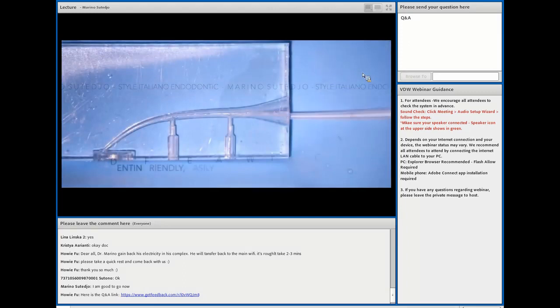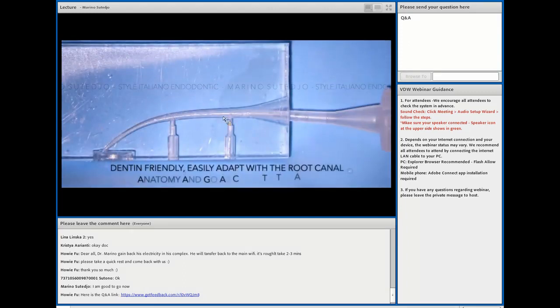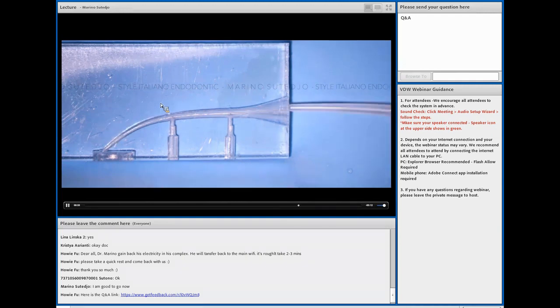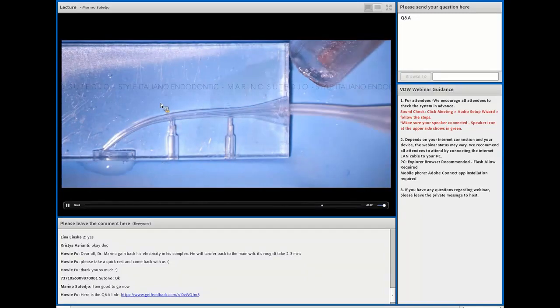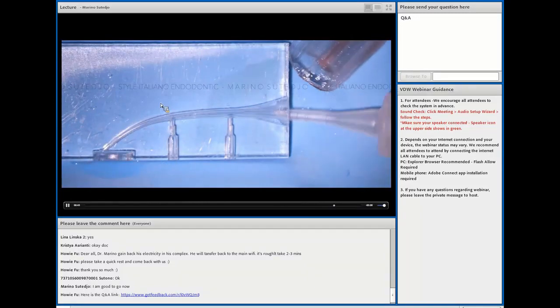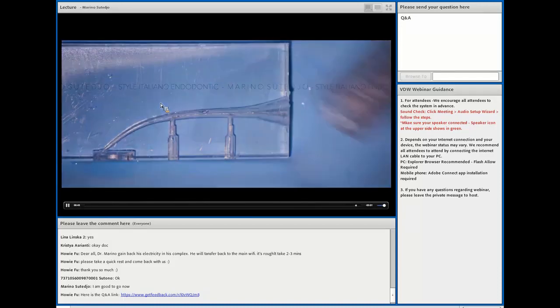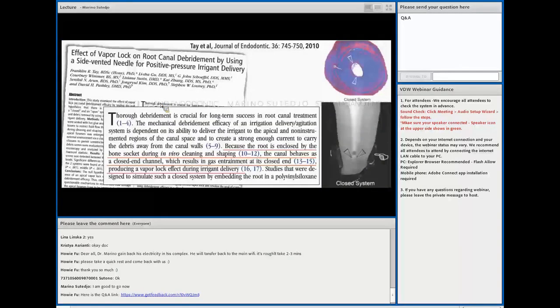As you can see here, when I use Iriflex, because it's so smooth, it easily reaches the working length without any pressure, and it's dentin friendly because it will not touch the dentin, compared to the metal irrigation needle. It's very easily adapted, and you can insert it as close as to the apex. It is so effortless that you might enjoy it when you're using this irrigation needle.